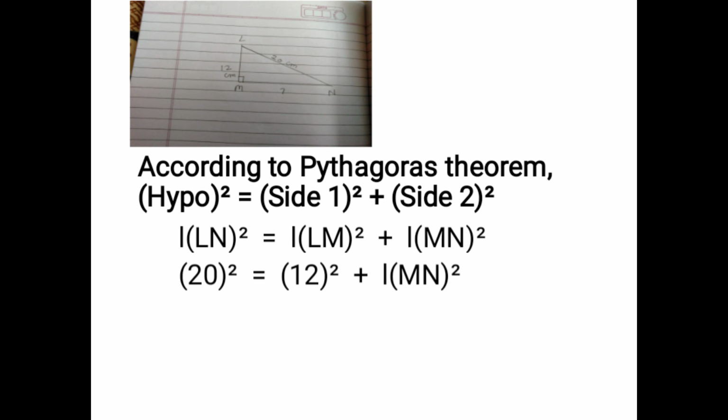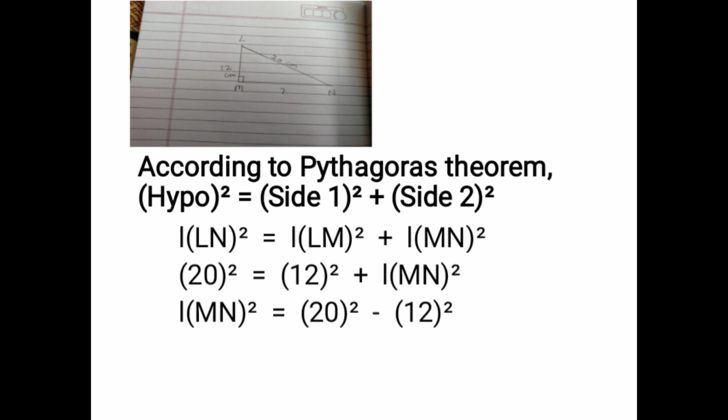20 square is equal to 12 square plus length of MN square. You have to find length of MN square, that is, side 2 square. Length of MN square, take it on the left side, which you are finding. Side 2 square is equal to hypotenuse square minus side 1 square. This is the formula. When you are finding side 2 on the left side, it becomes hypotenuse square minus side 1 square.